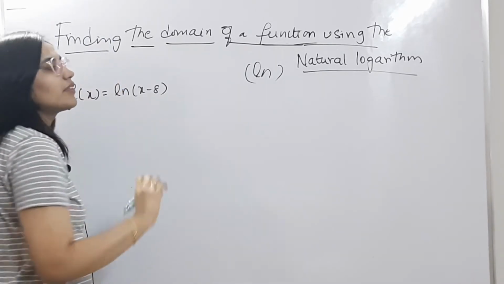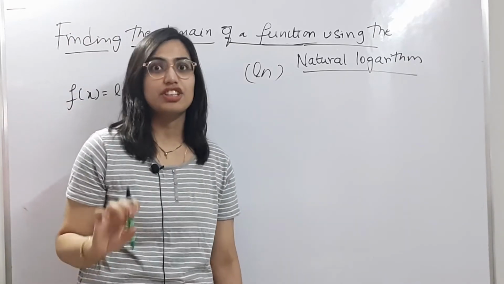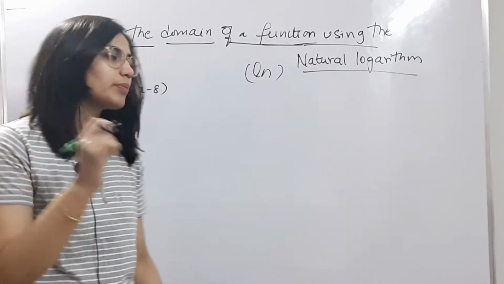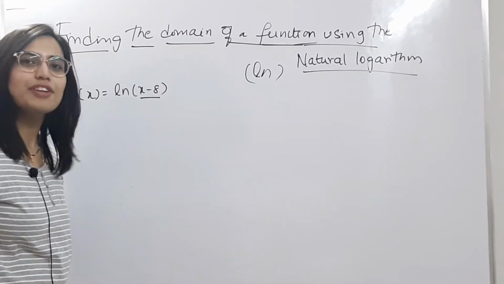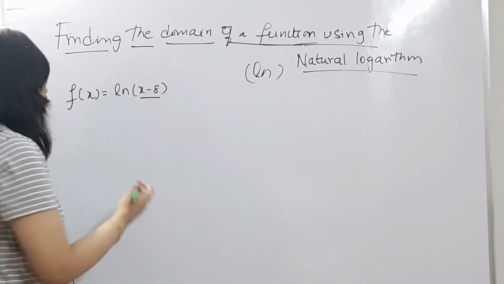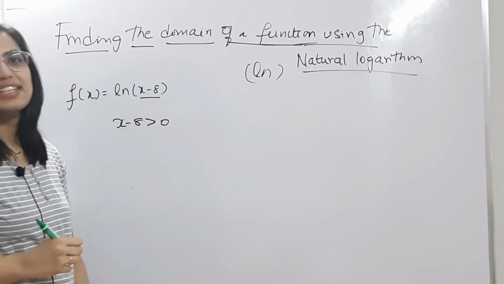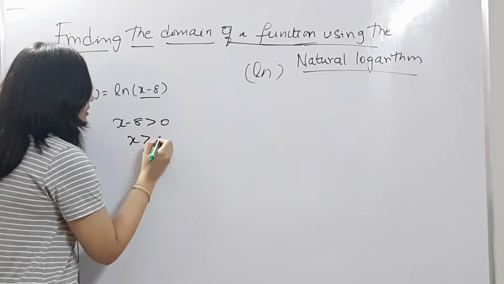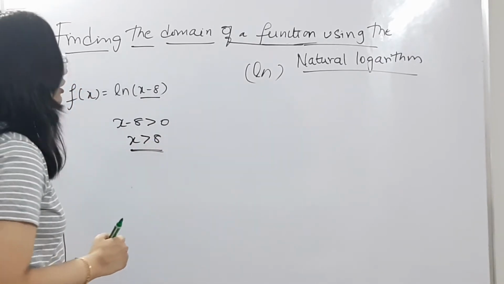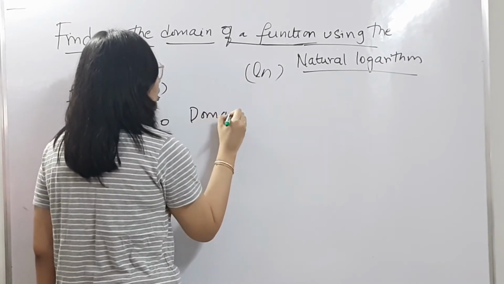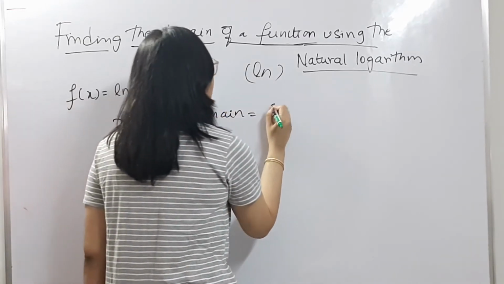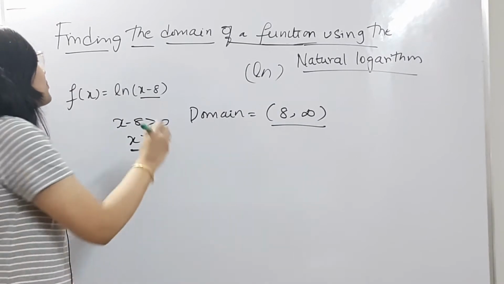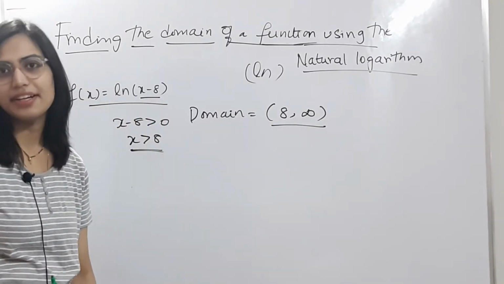So whenever you have a log in the function, the natural logarithm in the function, what you will do is take the value inside the log, the brackets value, as greater than 0, because you know for a fact logarithm will be greater than 0. So just put x minus 8 in here as greater than 0, because here the function is log x minus 8, right? And so what we get is x is greater than 8, isn't it? So that means the domain of this function will be 8 comma infinity. Any value that is greater than 8 is an acceptable domain of this function log x minus 8.